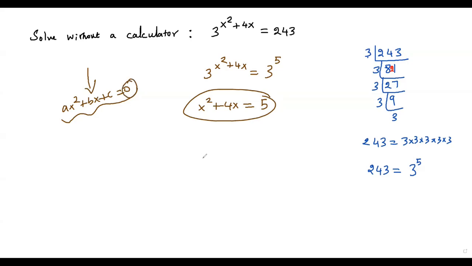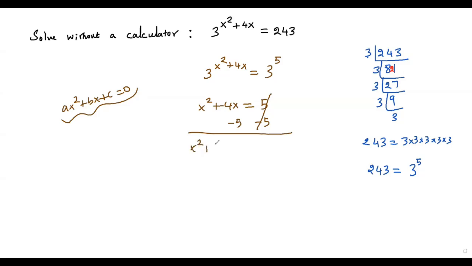That is, we must have 0 on the right side. But here we don't have 0 on the right side, we have 5. So to make the right side 0, I have to subtract 5 from both sides. So this positive 5 and negative 5 will cancel out on the right side. I get x squared + 4x - 5 = 0. Now this quadratic equation is exactly in the form of ax² + bx + c = 0.